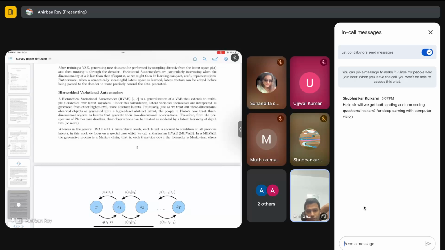In exams, both coding or non-coding questions? I don't think there will be coding questions actually. I'm not too sure actually. I will not be the question maker.